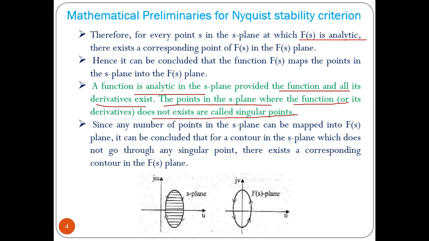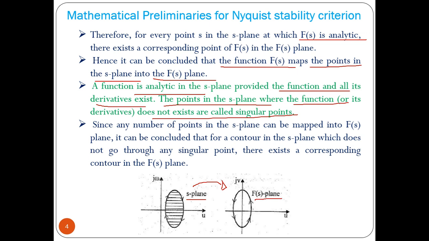That means at the value of a pole, what happens? The transfer function becomes infinite. So the poles are the singular points. That is the main factor. Hence it can be concluded that the transfer function F(s) maps the points in the s plane into the F(s) plane. So we have the s plane, we can map that into the F(s) plane.